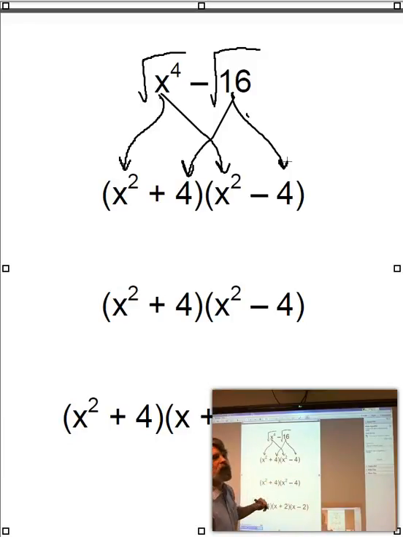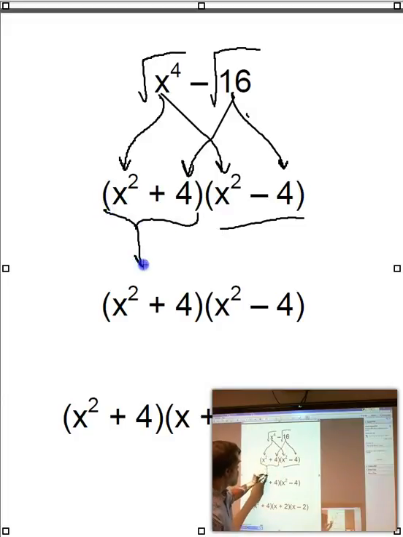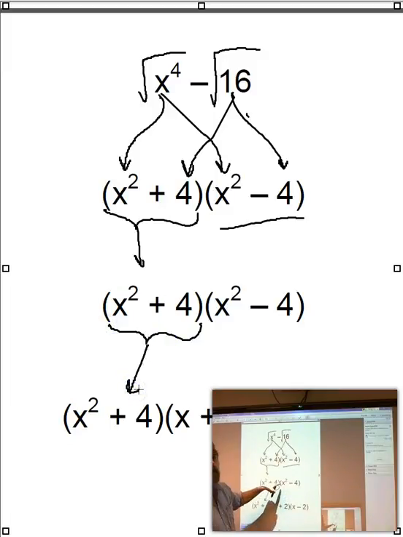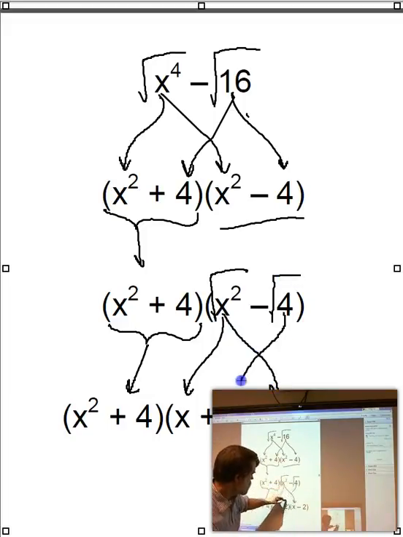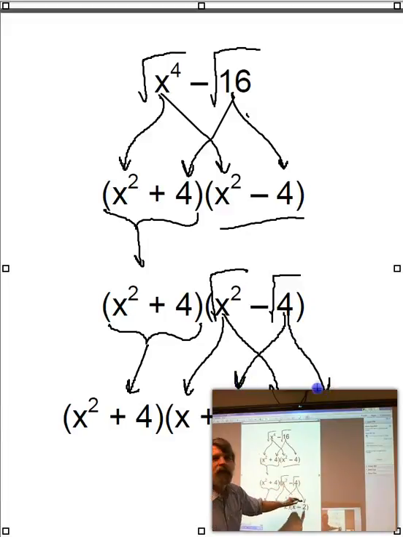X squared minus 4 is a difference of squares, so this term can be factored. Once again, bring this term down. Look at this term. Take the square root of the first term. That becomes each of the first terms of the subsequent factors. Take the square root of the second term. That becomes the second term of each of the subsequent factors.